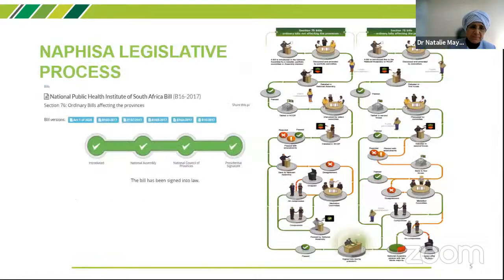Next slide, please. So coming closer to home, what has happened in South Africa? The National Public Health Institute establishment is a legal process that has been following a long and winding road. And I don't expect you to read that legislative process, but this was a Section 76 bill that involved provinces.